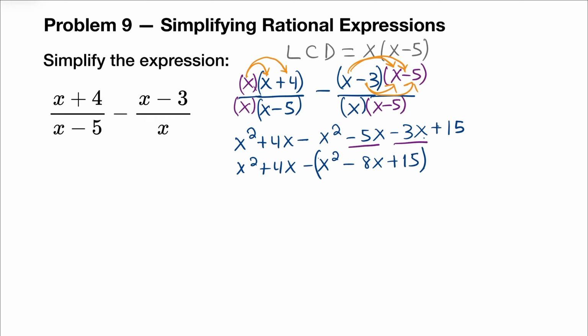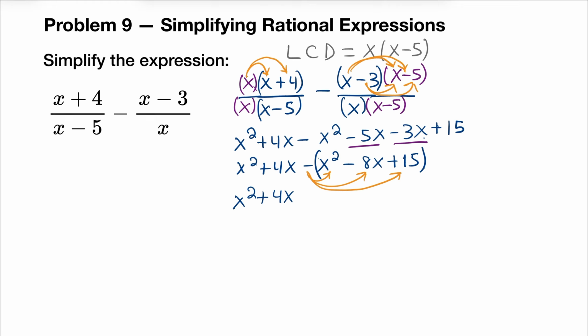So positive x squared is going to become negative x squared. Negative 8x is going to become positive 8x. And positive 15 will become negative 15. Okay, so let's go ahead and write that down. And we have x squared plus 4x. And just remember, this negative is being distributed to each term. So I'll show the arrows to allow you to see that. All right, and so each term becomes the opposite of what they are now.